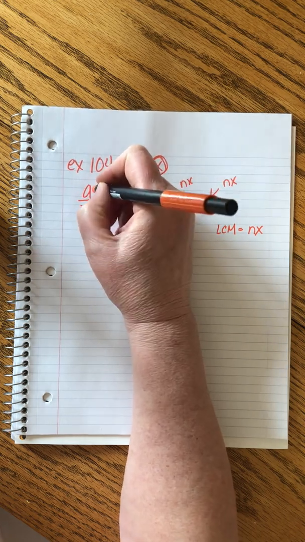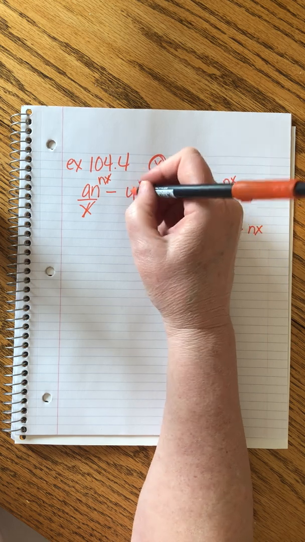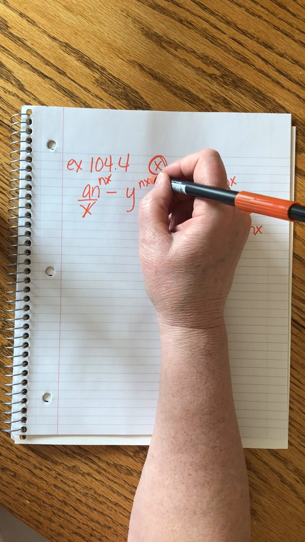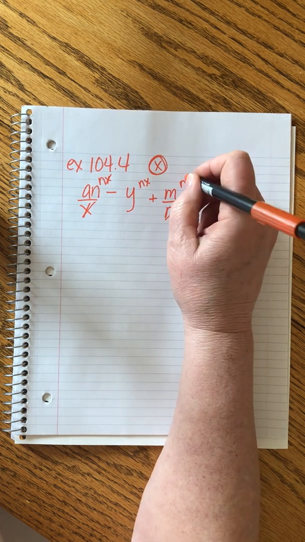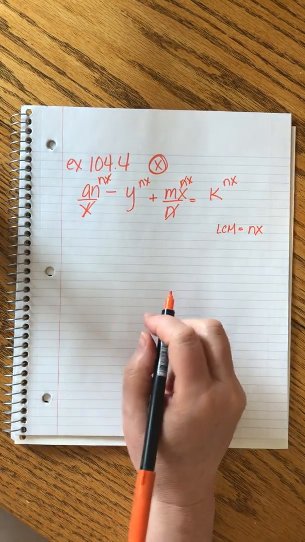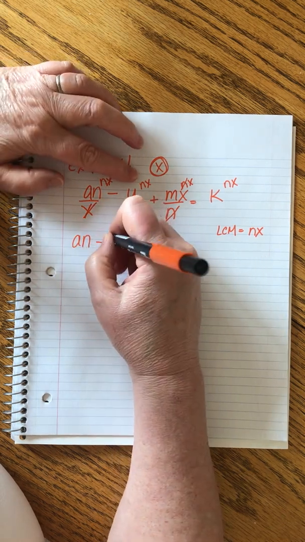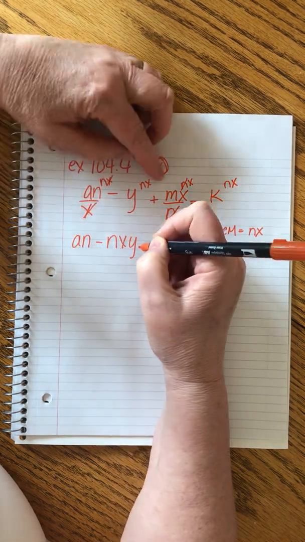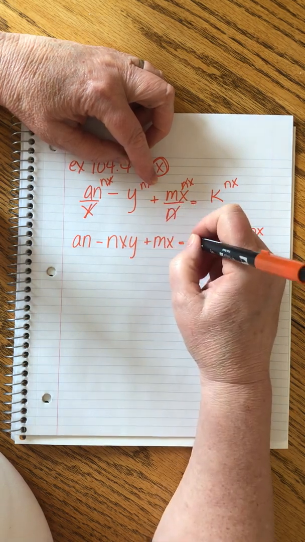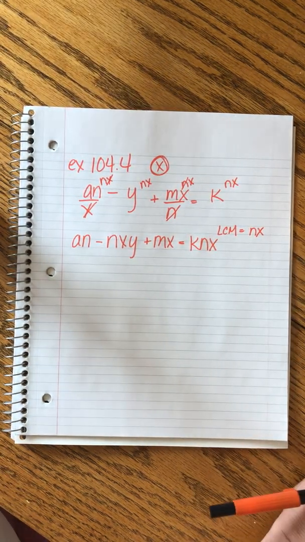The X's cancel, and I'll keep the N. Nothing cancels here, so all of this. And what I do sometimes is just leave it like that, and then I'll copy everything. Here the N's cancel, so I'll have an X there, and here everything stays. All right, so let's see what we've got. AN minus, I'm gonna go alphabetical, NXY plus MX equals KNX.